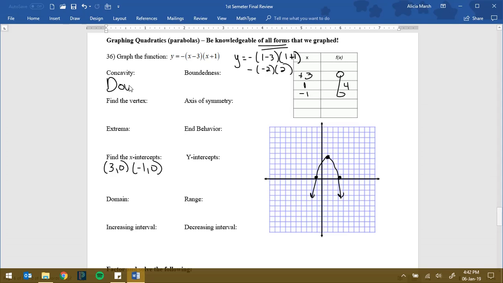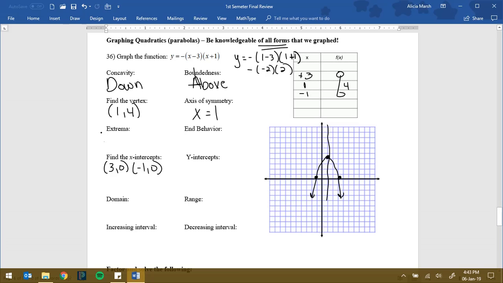Concavity, it is definitely down like a frown. We're bounded above the graph. Sorry, pen's getting a little wonky today. Find the vertex. My vertex is at (1, 4) we found. Axis of symmetry is where you can perfectly fold the parabola in half. So that's right down the middle. So that'd be at x equals 1.